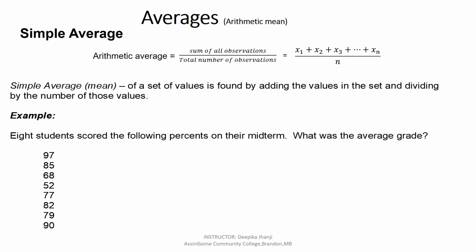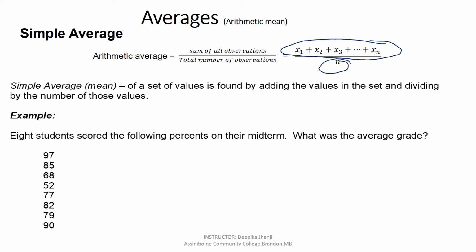There are different kinds of averages: mean, median, and mode, but here we'll just talk about the very commonly used average, which is arithmetic mean, or sometimes called arithmetic average. Now, arithmetic average is you add all the individual values in the data, and then divide by the total number of observations, right?